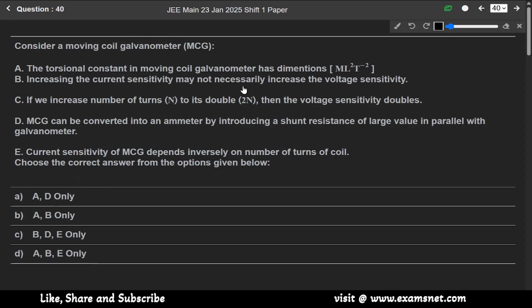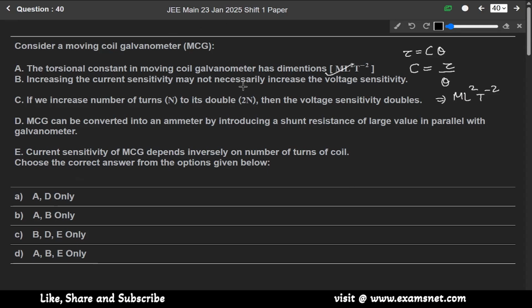So the first statement is: the torsional constant in a moving coil galvanometer has dimensions this. We know that tau equals C into theta. So the constant will be equal to tau over theta, and it has a dimension of ML square T minus 2, which means option A is correct.